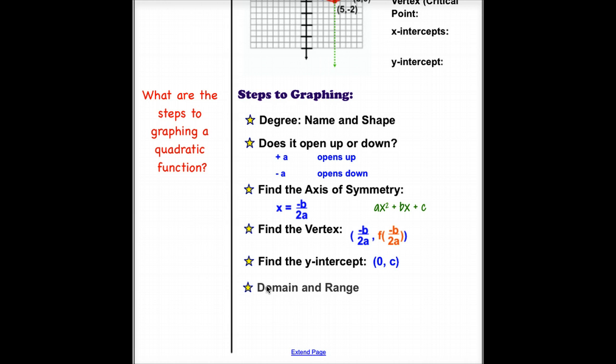And finally, we will talk about the domain and range, which, if you recall from 5.1 as well as chapter 1, our domain will always be all real numbers, and our range will always be y is either greater than or less than or equal to whatever our y value is within our vertex. So now let's take a look at an example to see this in action.